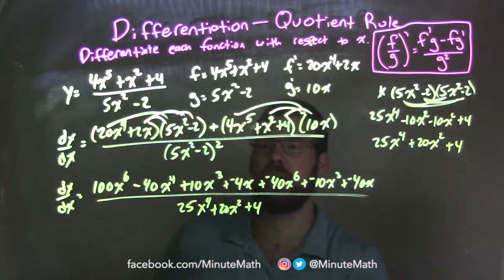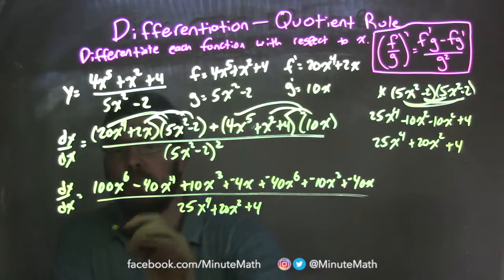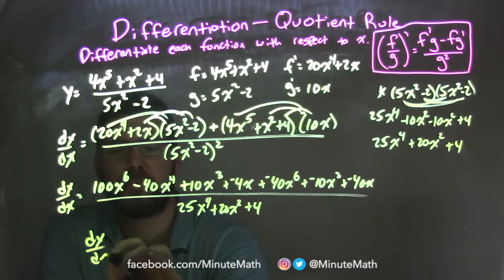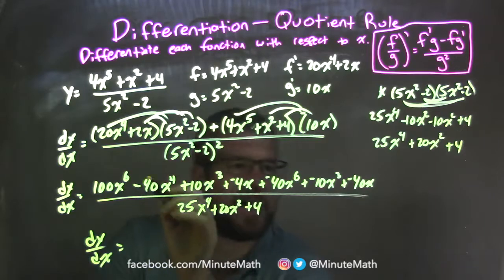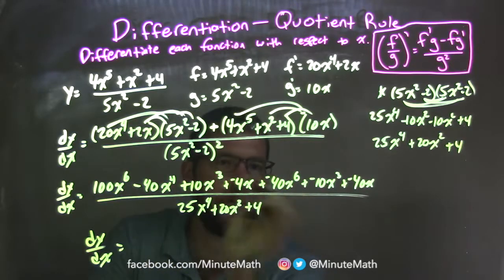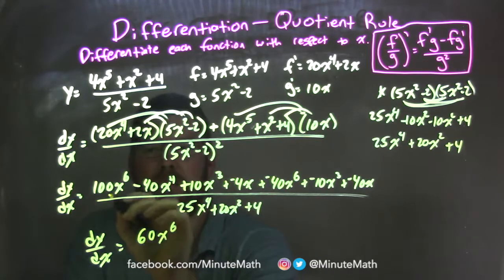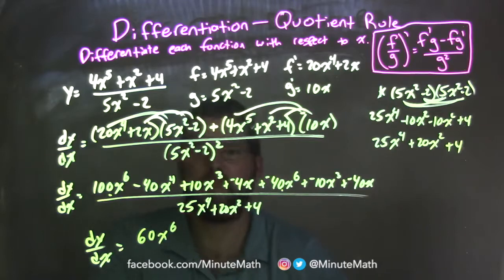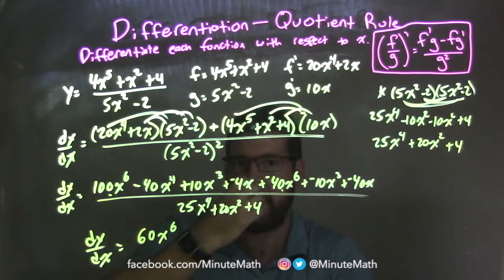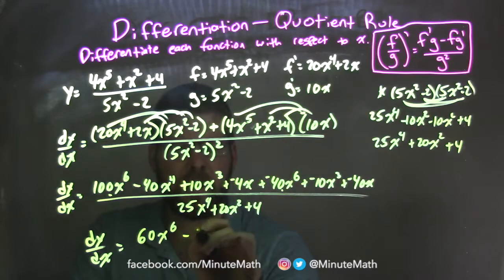So now when I simplify this, I'm going to rearrange my like terms in my numerator and combine them. So we have dy dx. My numerator, I see the highest power I have is the 6th power. So 100x to the 6th plus a negative 40x to the 6th is 60x to the 6th power. Okay, mark them so I know that I've used them. Now the next highest degree I see is the 4th power. There's only one of them. So we have minus 40x to the 4th right there.